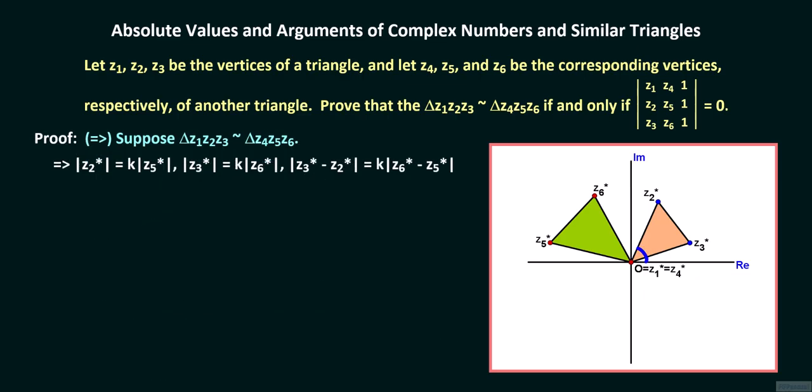Let an argument of Z2 star be alpha, and let an argument of Z3 star be beta. Let the smallest non-negative angle between the vectors Z2 star and Z3 star be theta. Without loss of generality, we choose alpha and beta so that theta equals alpha minus beta.